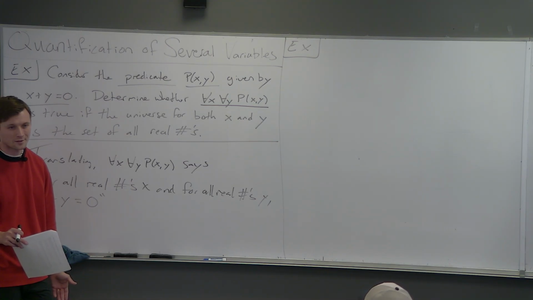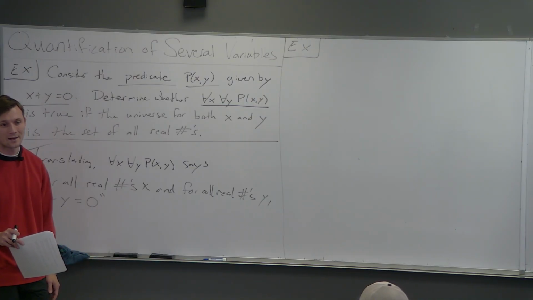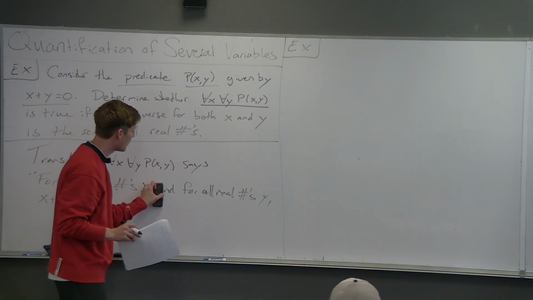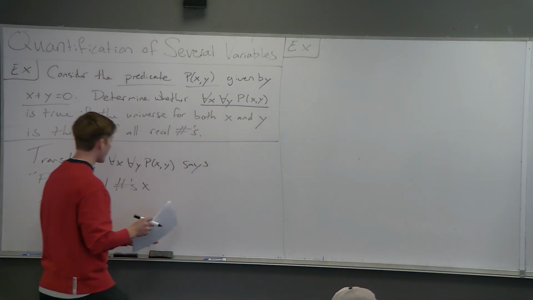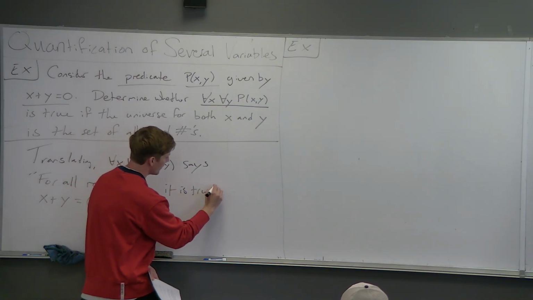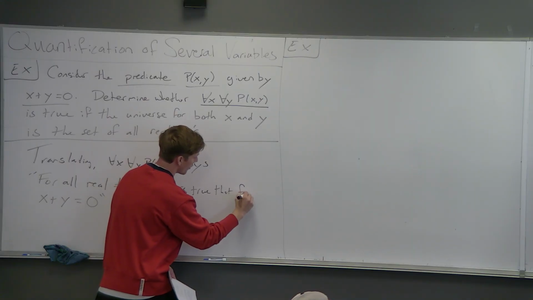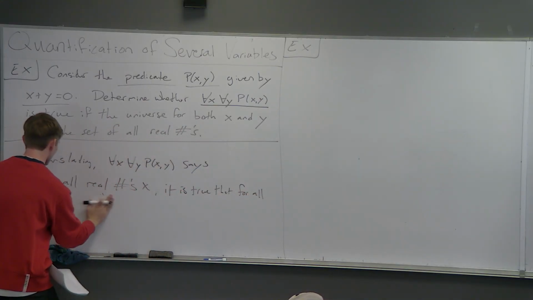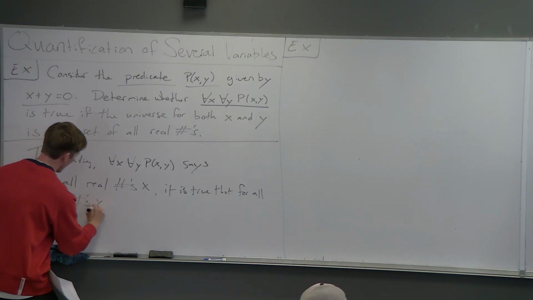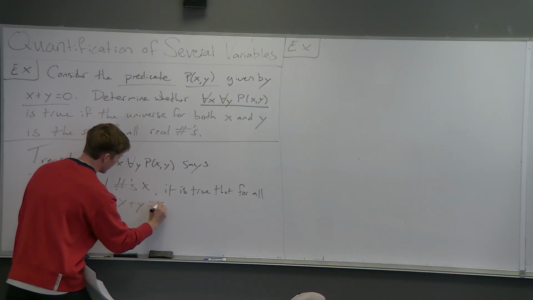Does that make some more sense, what I'm trying to say there? We're throwing this in here in a loosey-goosey way for a minute. I'll show you in a moment why this is a perfectly reasonable thing to do. But what this really says is, for all real numbers x, it is true that for all real numbers y, x plus y is equal to 0.